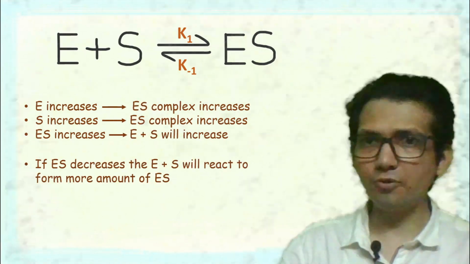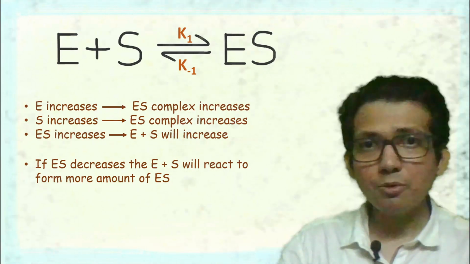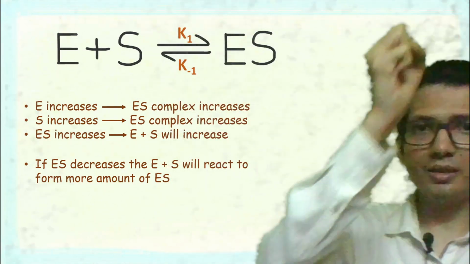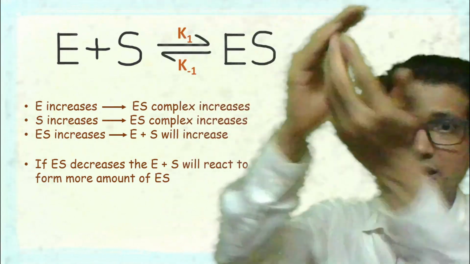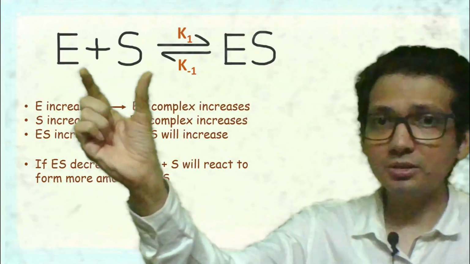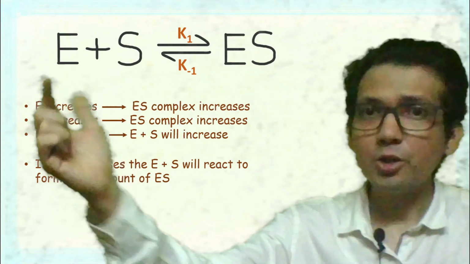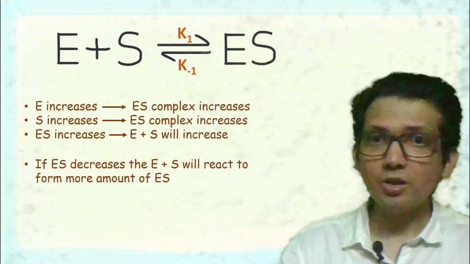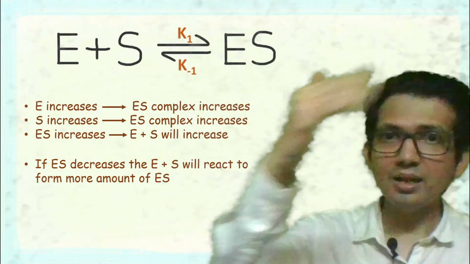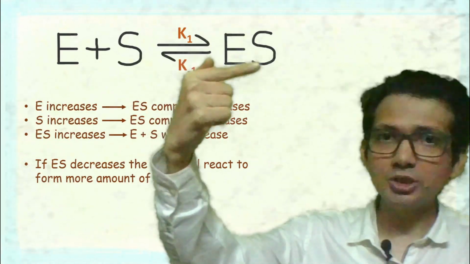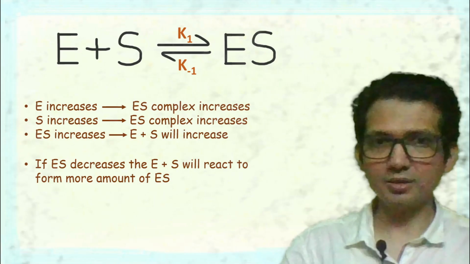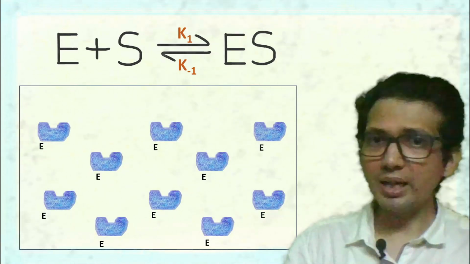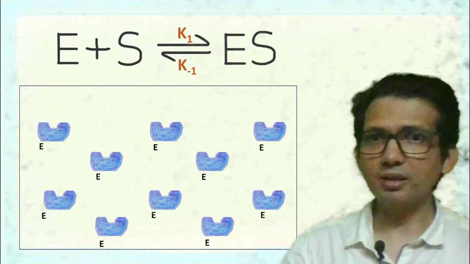Let's go one step further. If you decrease the amount of ES, that is, if you take away this, then these two, enzyme and substrate, will react to form more amount of ES. In other words, if you take away ES, then the reaction will shift in forward direction. Let us try to understand the same thing in more creative way.